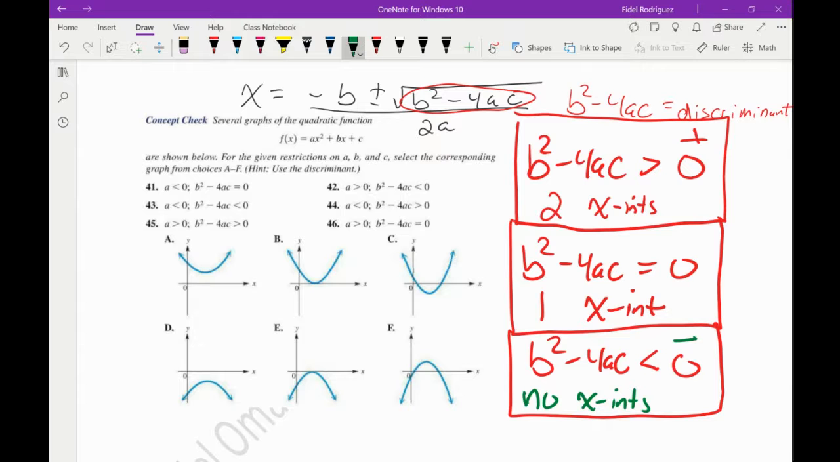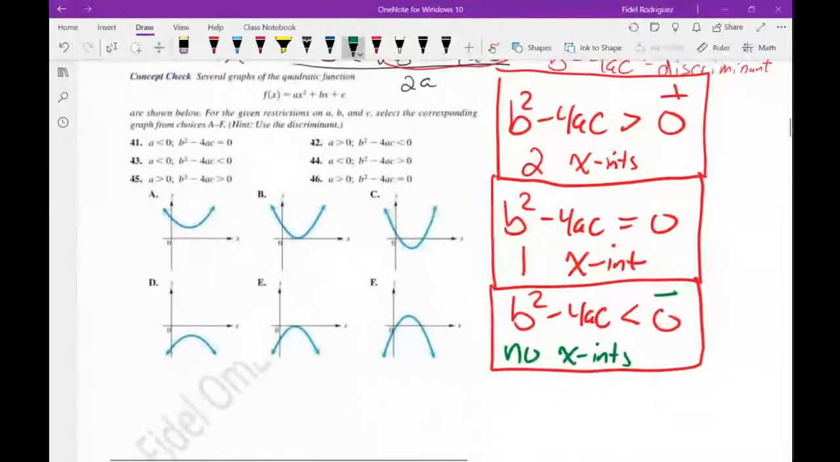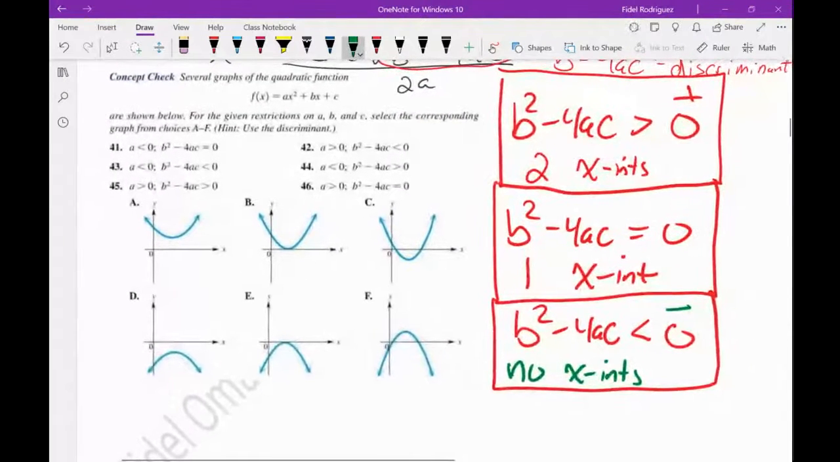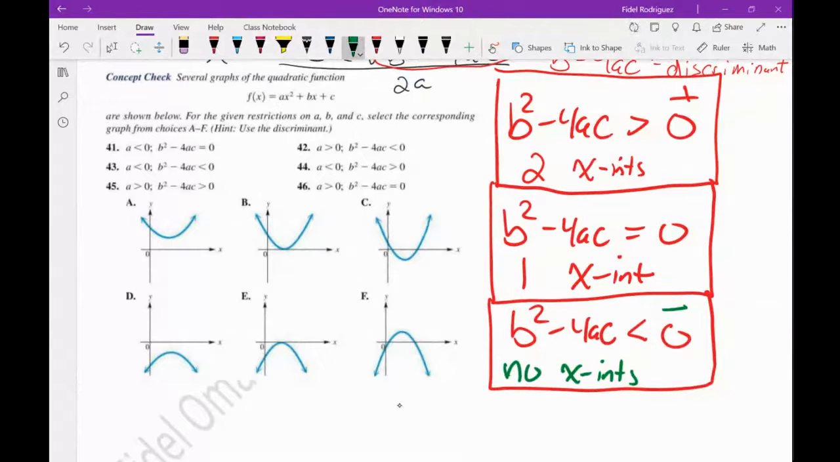Now, the other thing I want to mention is that we know that when the number a is bigger than 0, our graph opens up. And we know when a is less than 0, the graph is going to open down.